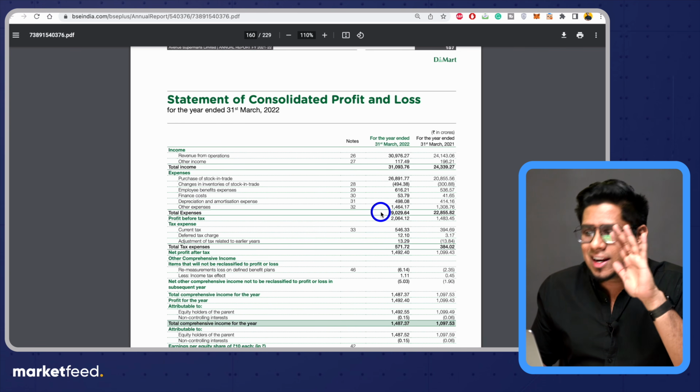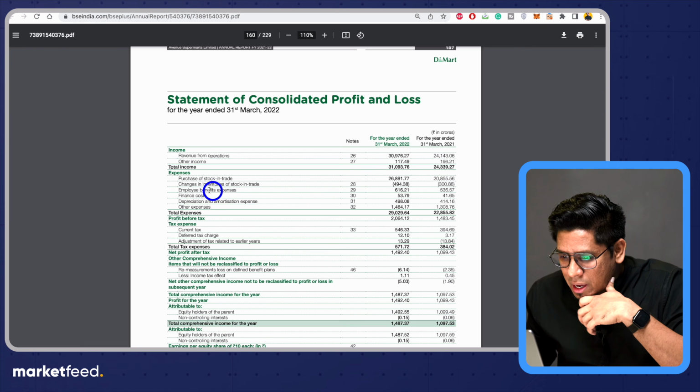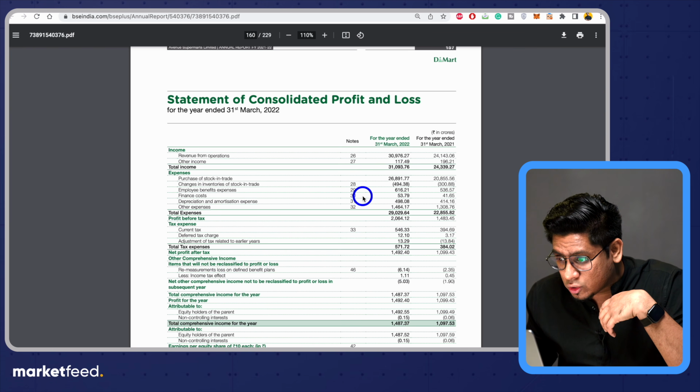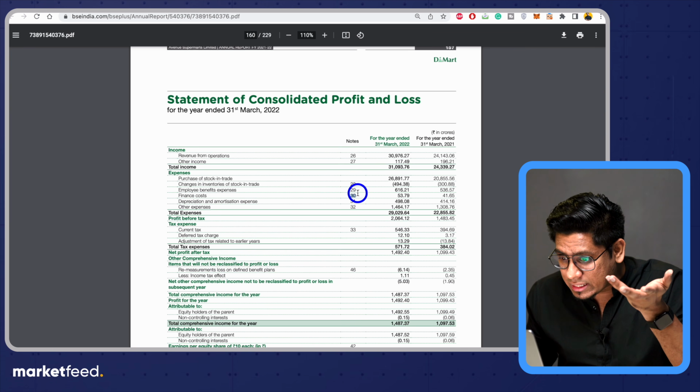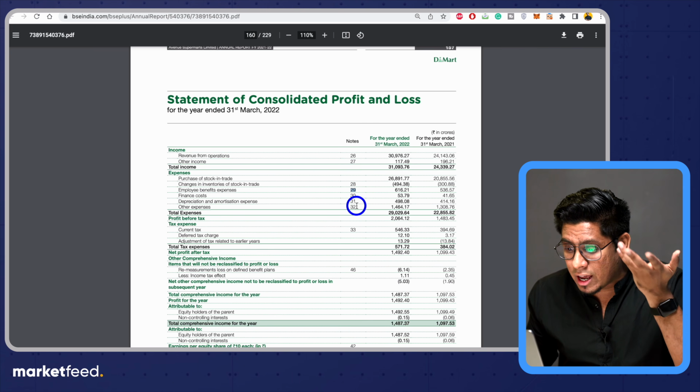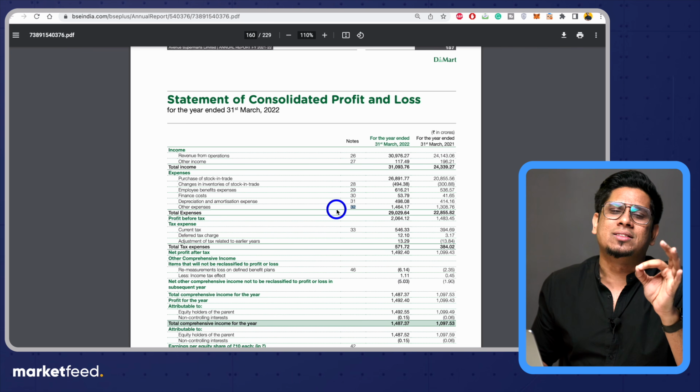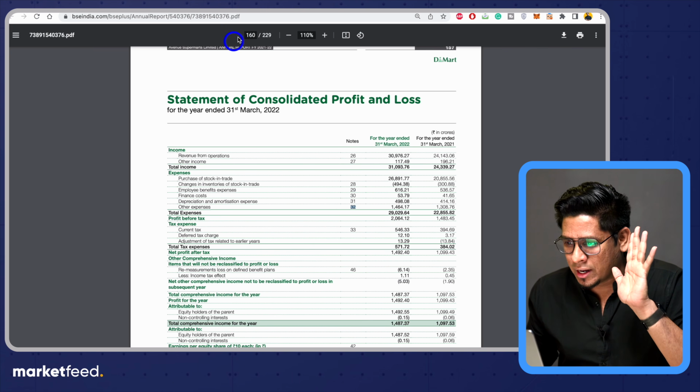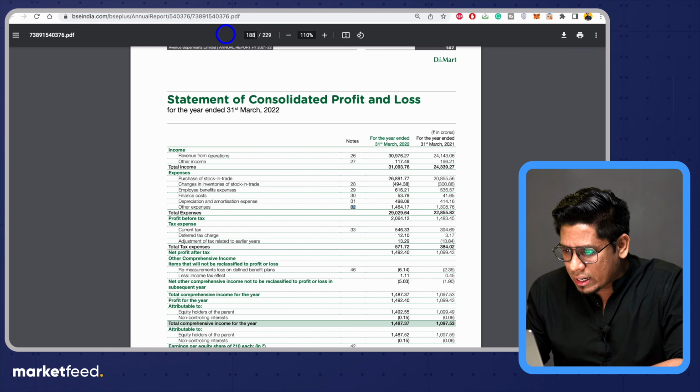Now, maybe let's again get into notes and read something more, right? Maybe let's see what all the finance costs are, right? Maybe let's even go and see what all the employee benefit expenses are. Let's also see what the other expenses are. I'll definitely enjoy it. So that is on page number 188, 189.